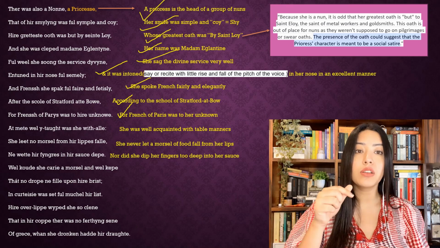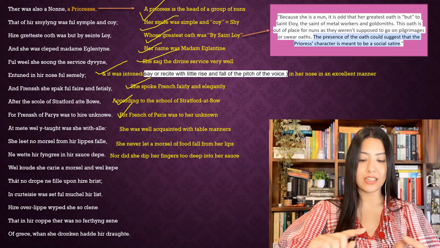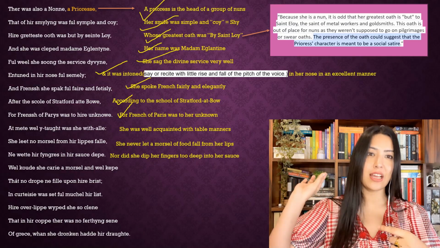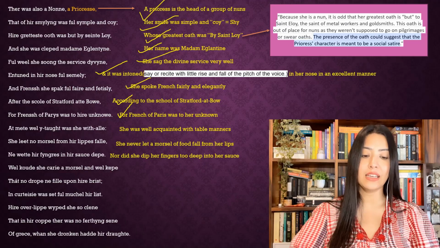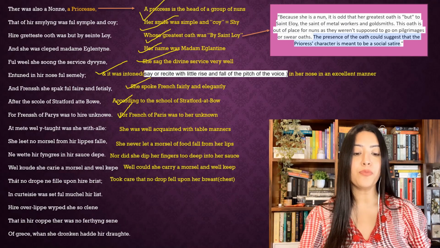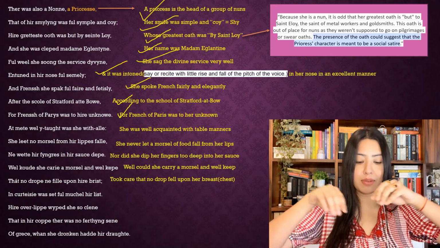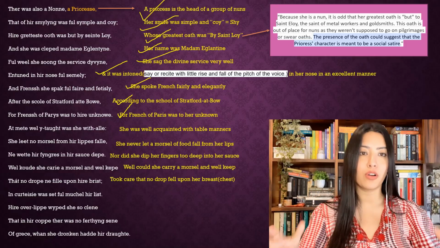She never let a morsel of food fall from her lips, nor did she dip her fingers too deep into her sauce. She dipped it just as much as was needed. So well could she carry a morsel, and she took care that no drop fell upon her breast. Breast here would mean her chest. When she was eating, she made sure that the crumbs didn't fall on her body.